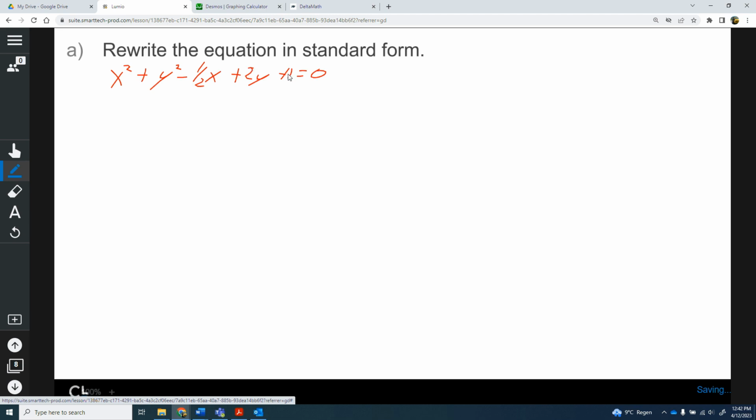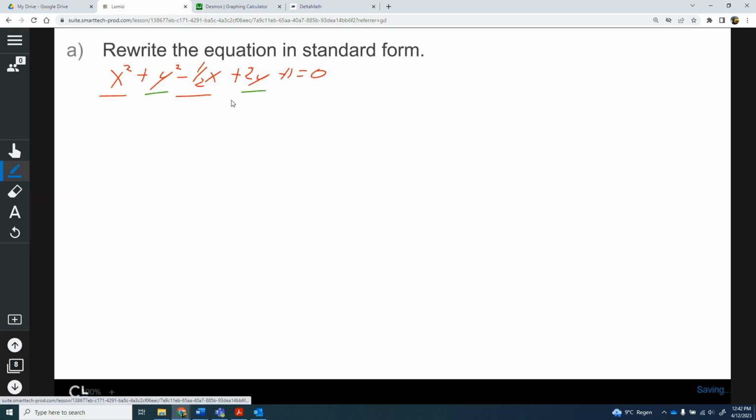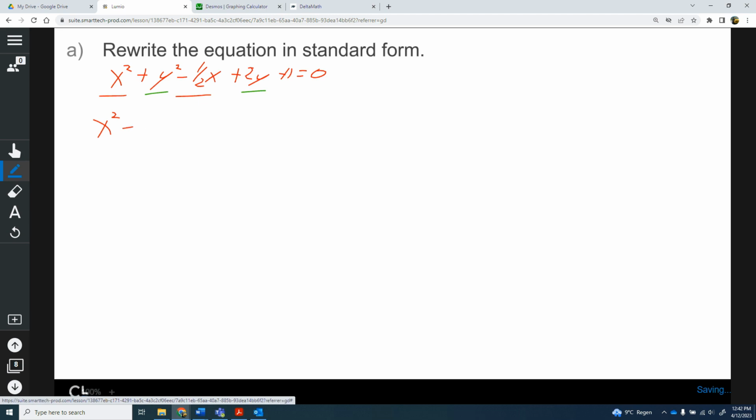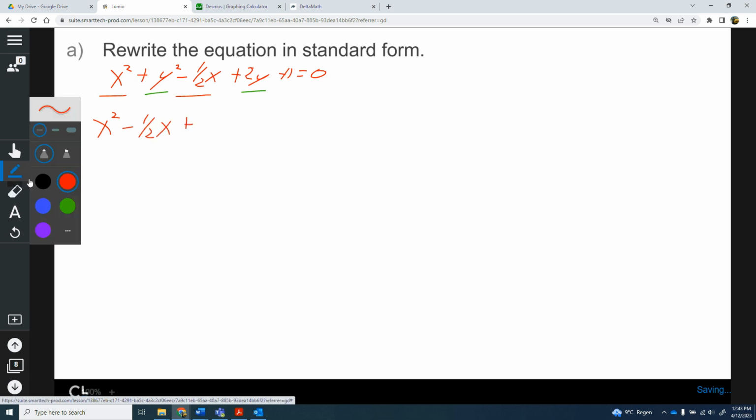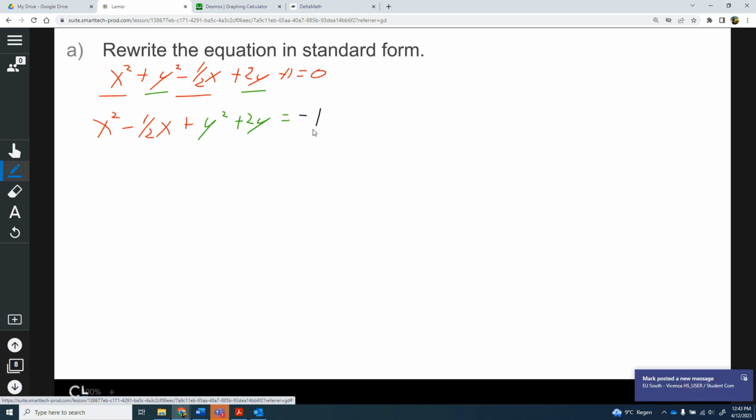Okay, so I need to take the 1 and move it over here. And then I need to combine my like terms. So I'll do some color coding for you guys. So I'm going to have x squared minus 1/2 x plus y squared plus 2y equals -1.